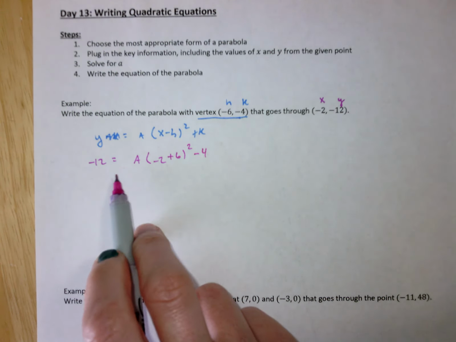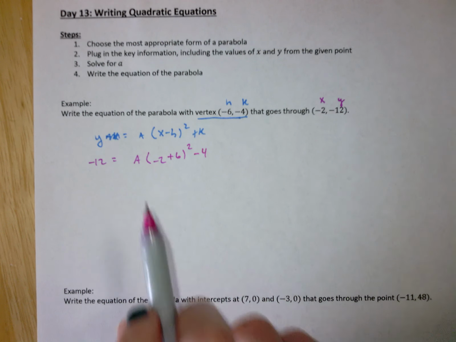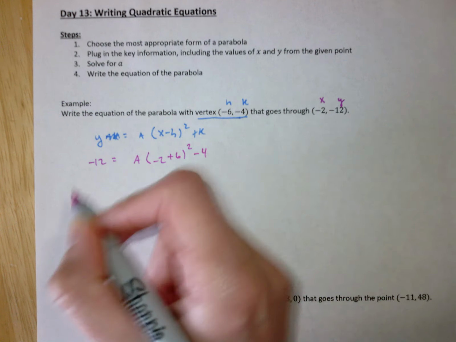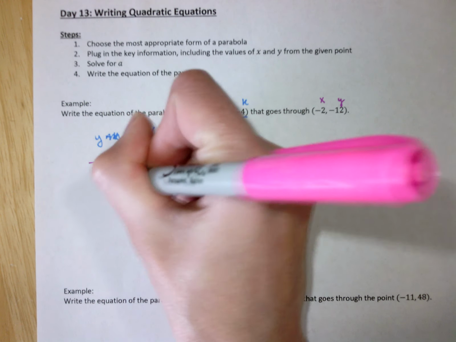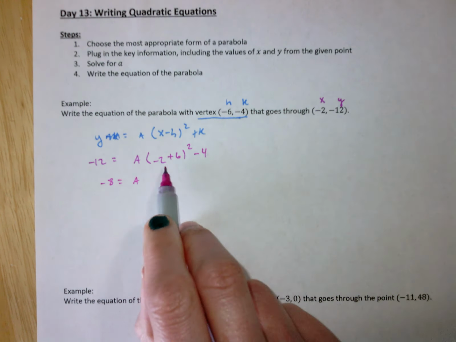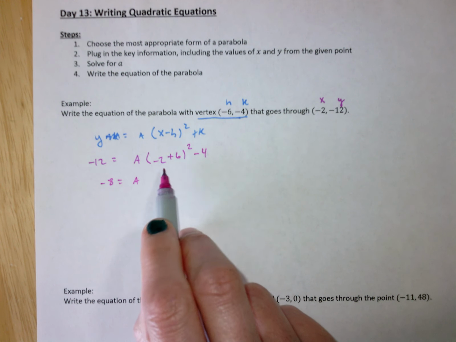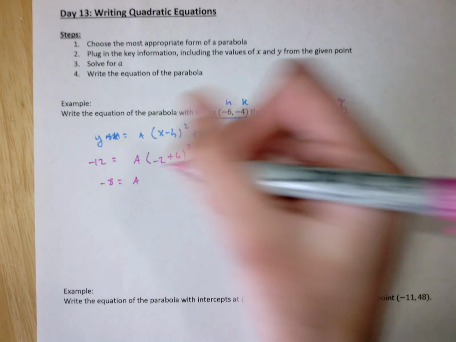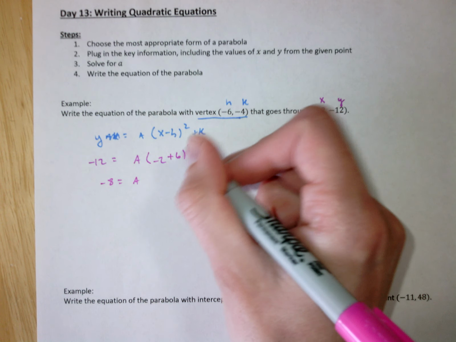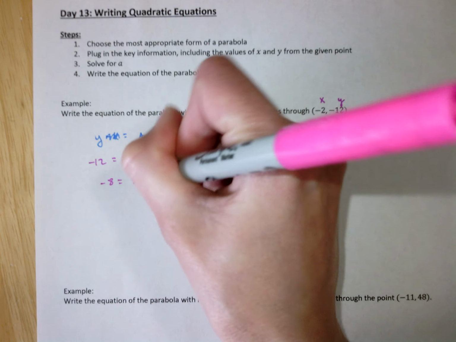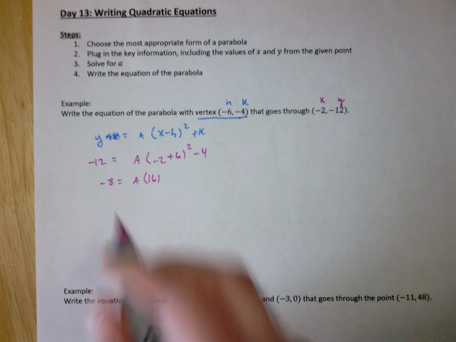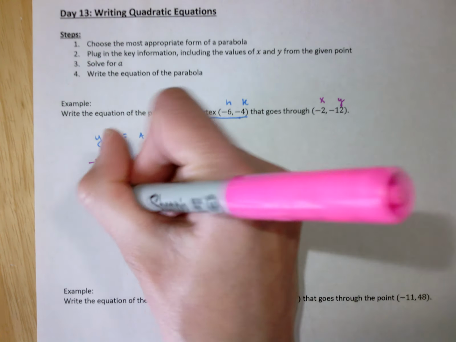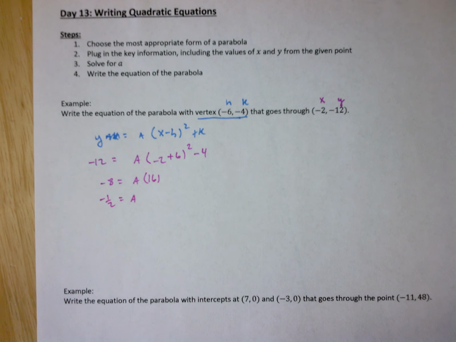Okay, and now we're going to solve this for a. So I'm going to start by taking this -4, bringing it over to the other side. So I'm adding the 4 to both sides. That'll make that a -8. And then this, I'm going to go ahead and simplify all in the same step. -2 plus 6 would be 4, right? So 4 squared is 16. Okay, and then to get the a by itself, I'll divide both sides by 16. -8 divided by 16 is -1/2.